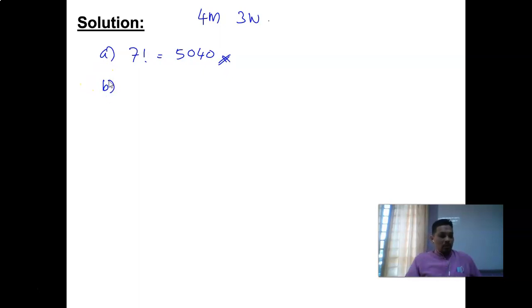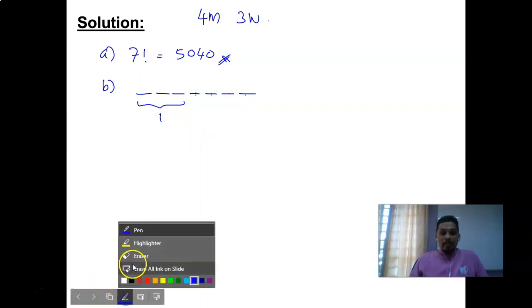Question B. All female cadets are to sit together. So how many members are here? 4 plus 3 equal to 7. 1, 2, 3, 4, 5, 6, 7. When 3 women must sit next to each other, just imagine that these 3 places for women we consider as one unit. And then for men, 1, 2, 3, 4, 5.